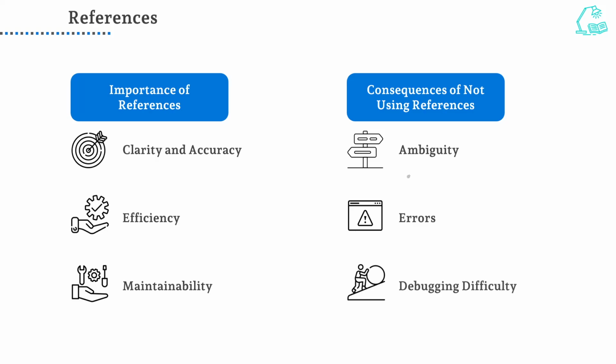Debugging difficulty. Code without explicit references is harder to debug. Identifying the source of an error becomes more challenging when it's unclear which objects the code is interacting with.